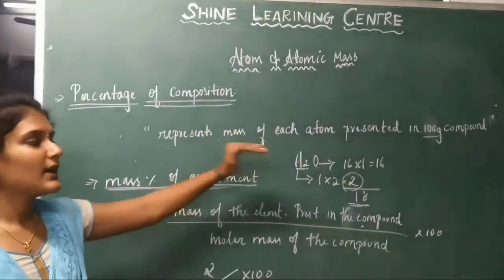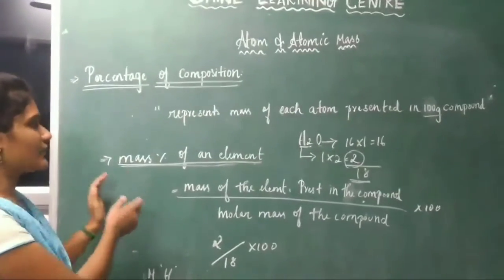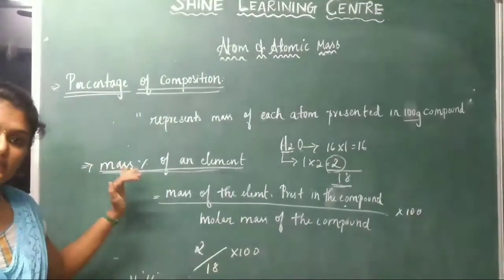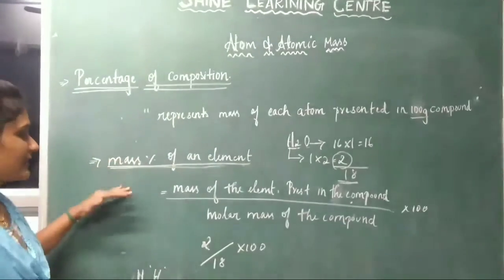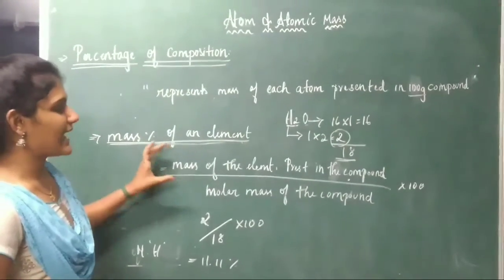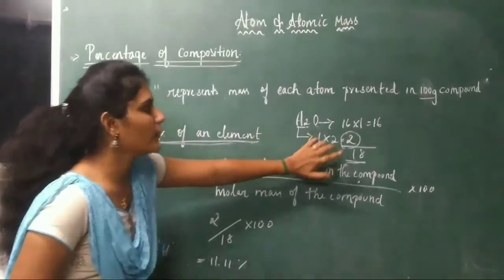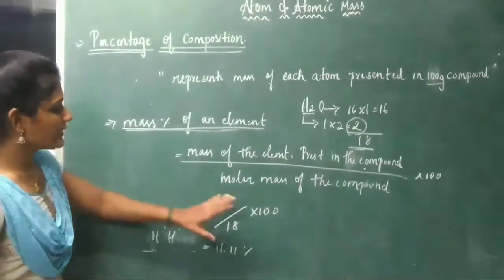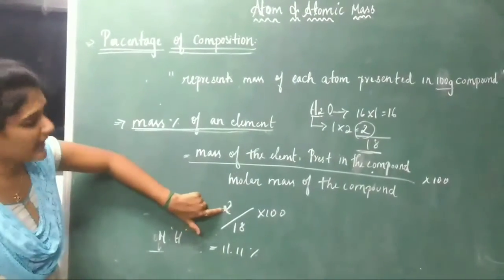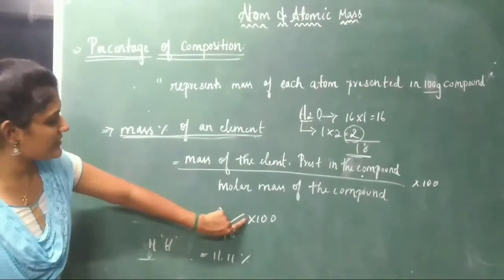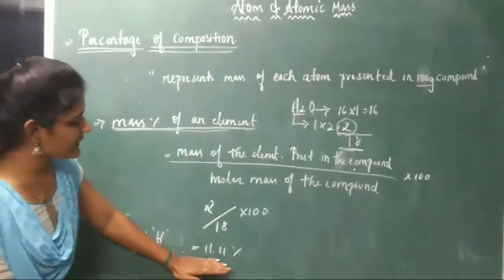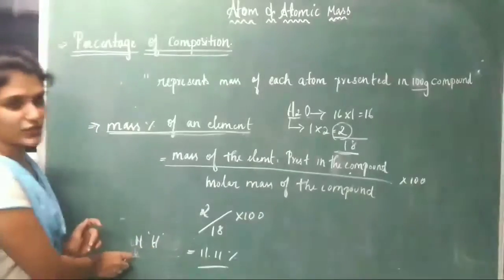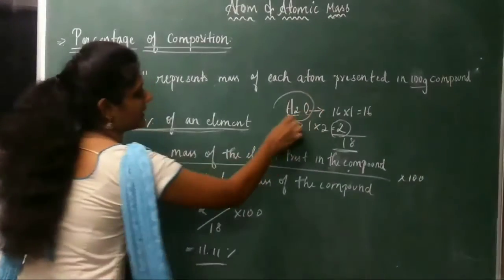So, for a single atom, how much mass is occupied in a compound? That is going to be given by percentage composition. To calculate the mass percentage of a single element, we calculate the mass of the element present in the compound divided by the total mass of the compound. So this is my mass of hydrogen only, divided by total mass, into 100. My calculation will give the answer as 11.11%. This is known as the mass percentage of hydrogen present in this compound, H2O.